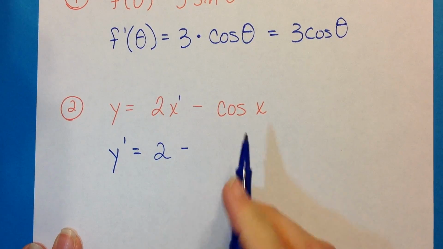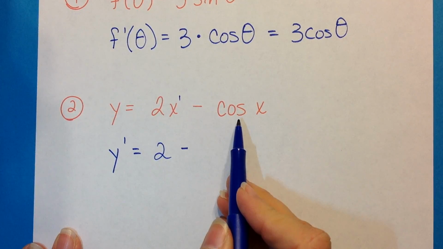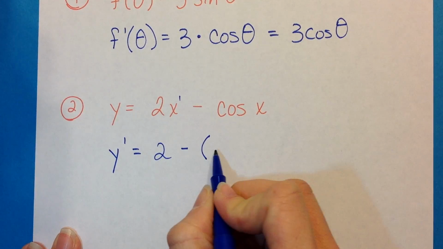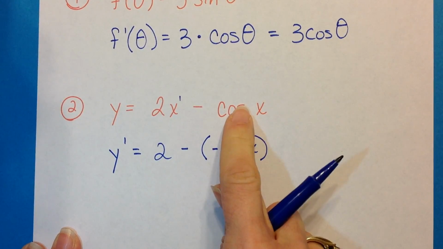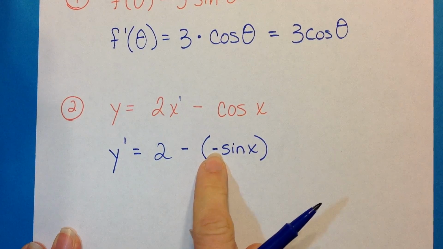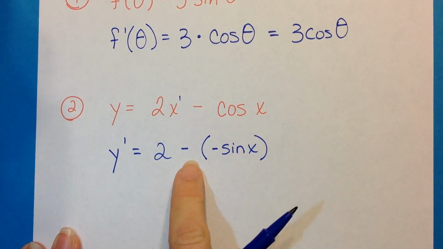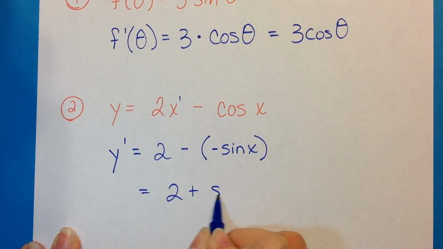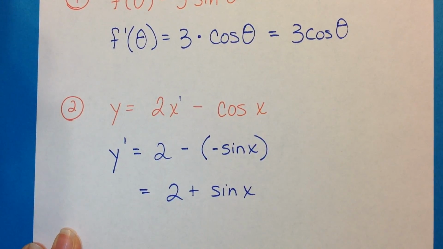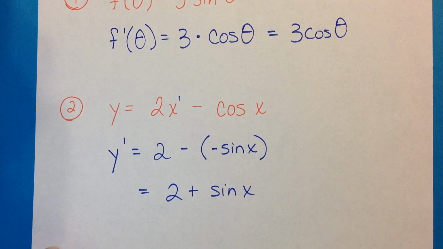Okay, minus. And now I've got to take the derivative of cosine. Now the derivative of cosine, though, is negative sine. So because it is a negative, I am going to put it in parentheses because what you have is minus a negative. So you can rewrite this then as plus. So 2 plus sine x would be your answer.